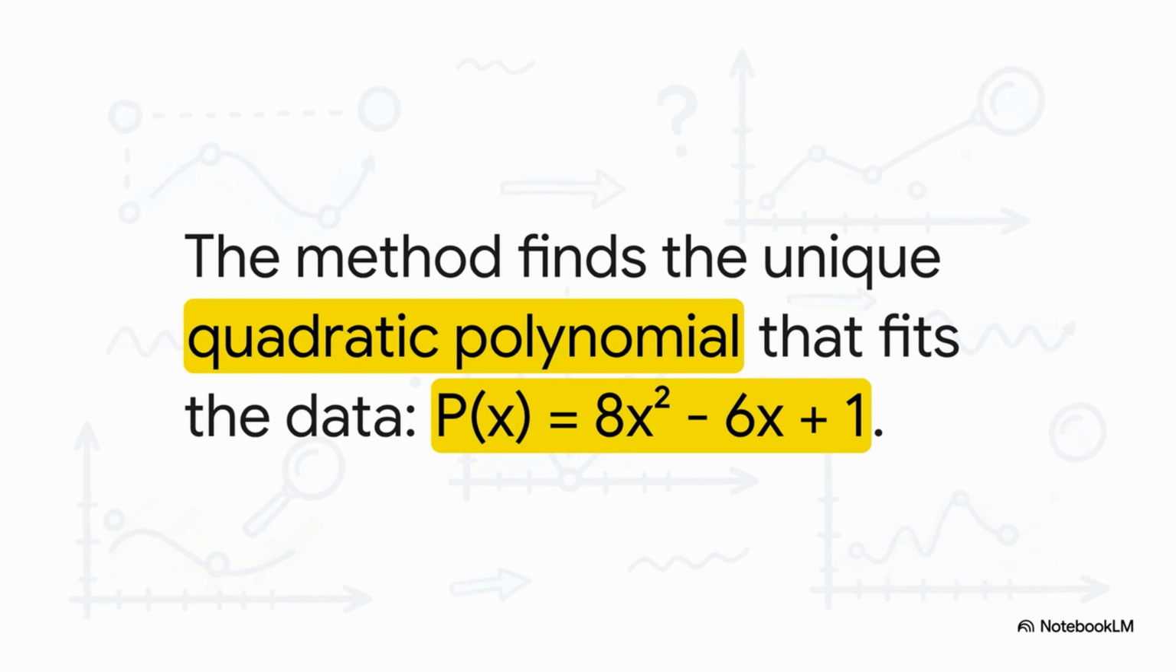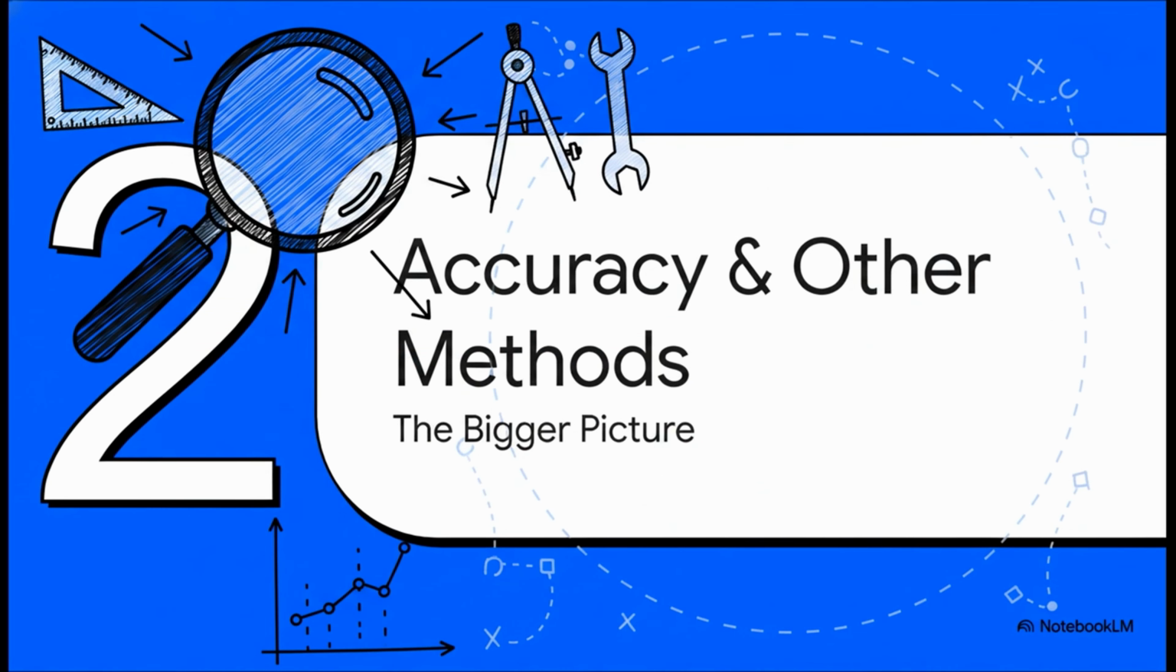And what pops out? This quadratic polynomial. See that x squared term in there? That's what gives us the curve we need, and you can go ahead and test it. This formula will perfectly nail all 3 of our original data points. Now, the Lagrange method is fantastic.